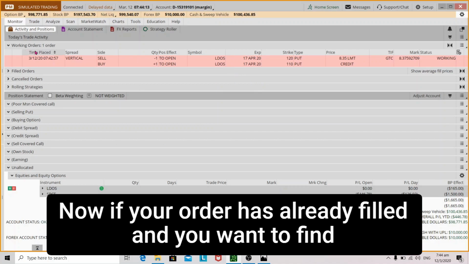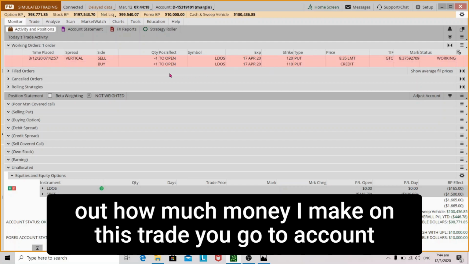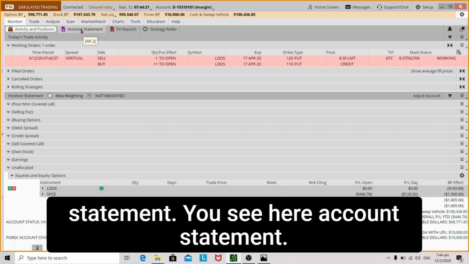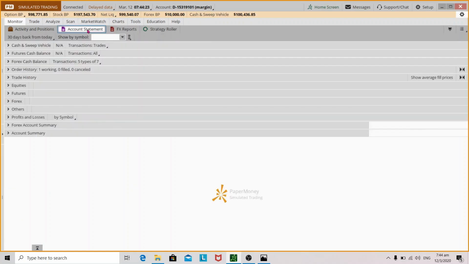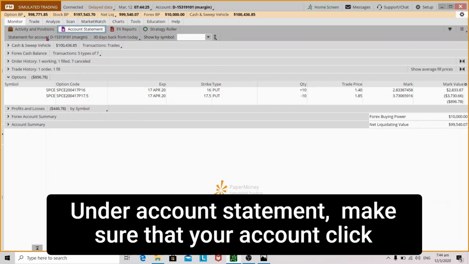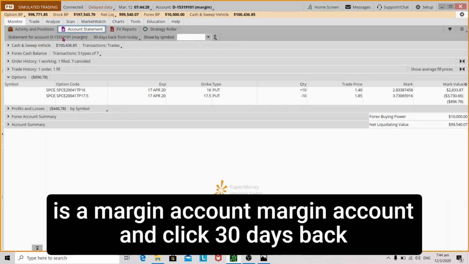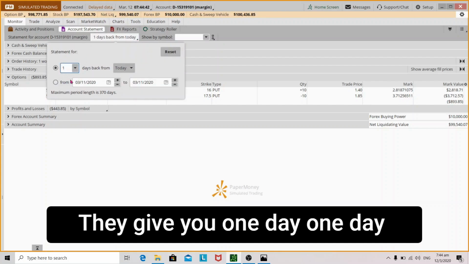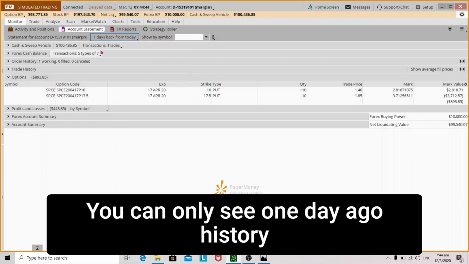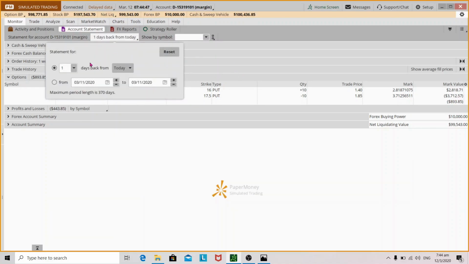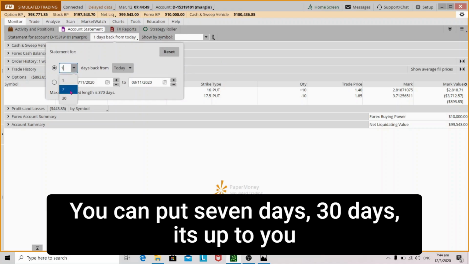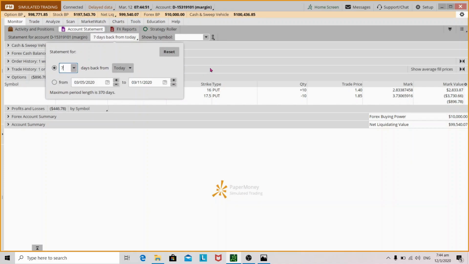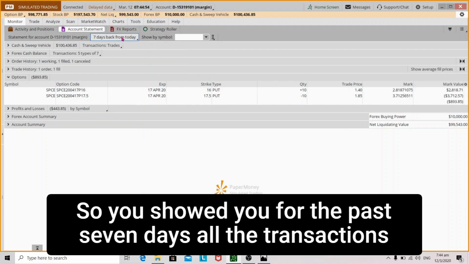Now, if your order has already filled and you want to find out how much money you made on this trade, you go to account statement. You see here, account statement. Under account statement, make sure that your account is a margin account, and 30 days back from today, right? You can change this. By default, they give you 1 day. If you put 1 day, it means that you can only see 1 day of history, right? So usually I put, depending on how many days you want, 7 days or 30 days, up to you. Let's say put 7 days. So it will show you all the transactions for the past 7 days.